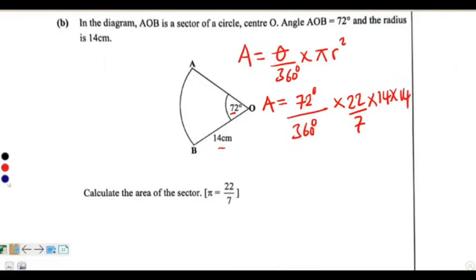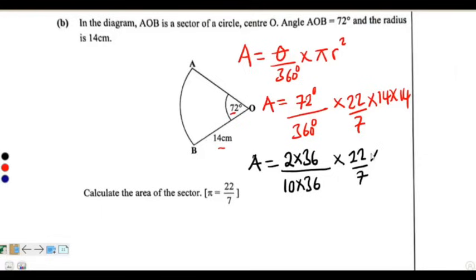Now from here, this is where you have to be very careful because this is paper 1. So you need to eliminate something so that you get values that are smaller and you'll be able to multiply. This 72 can be obtained by multiplying 2 times 36. Then 360 can be obtained by multiplying 10 times 36, because 2 times 36 is 72 and 10 times 36 is 360. Times 22 over 7 times. We can also break this 14, where we say 2 times 7.